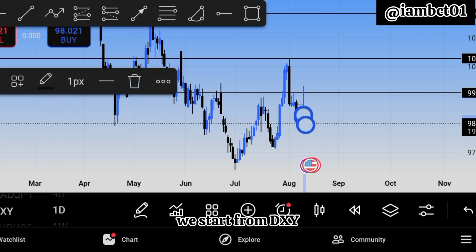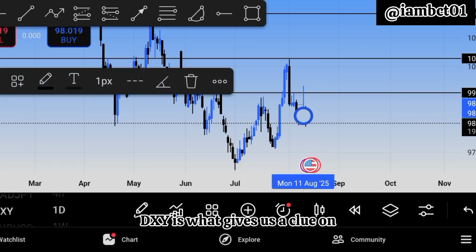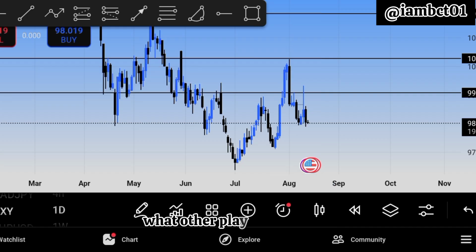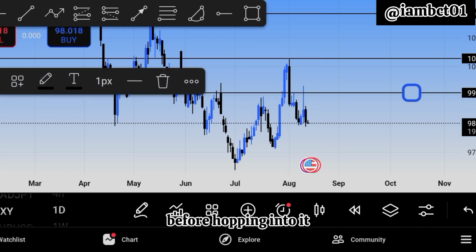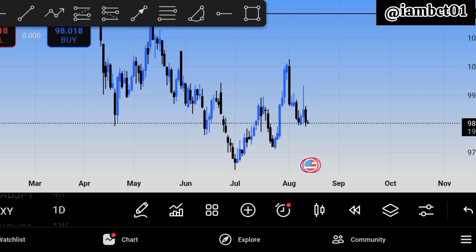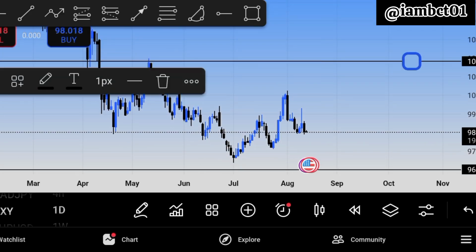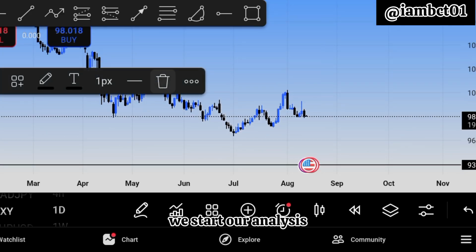As usual, we start from DXY. DXY is what gives us a clue on what other players are doing before hopping into it. So, we start our analysis.